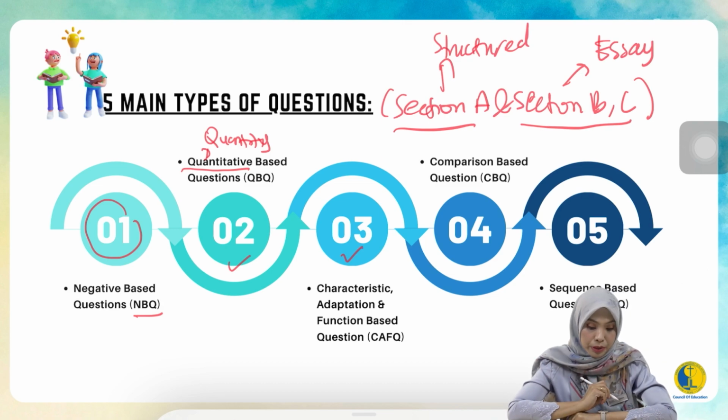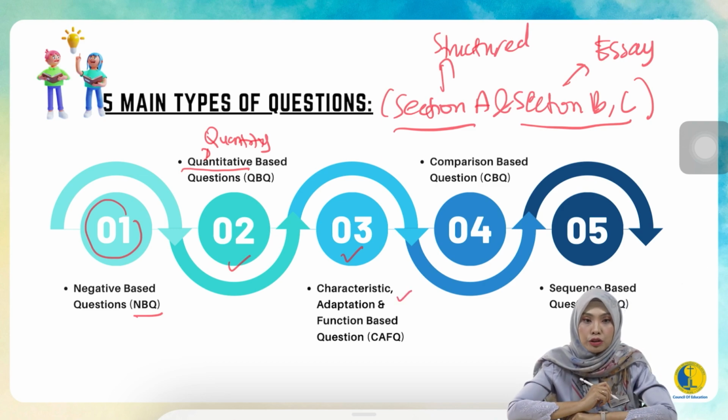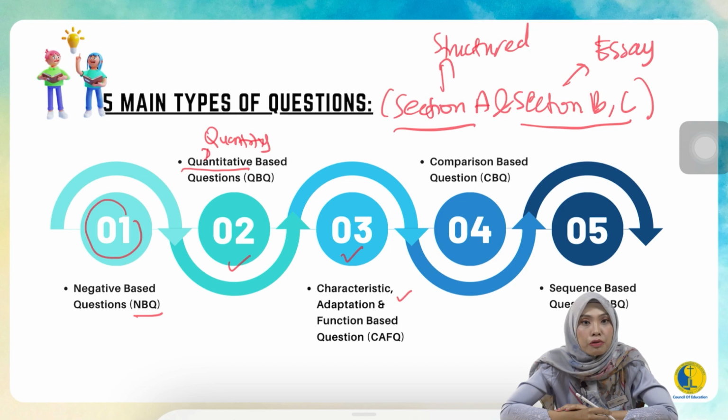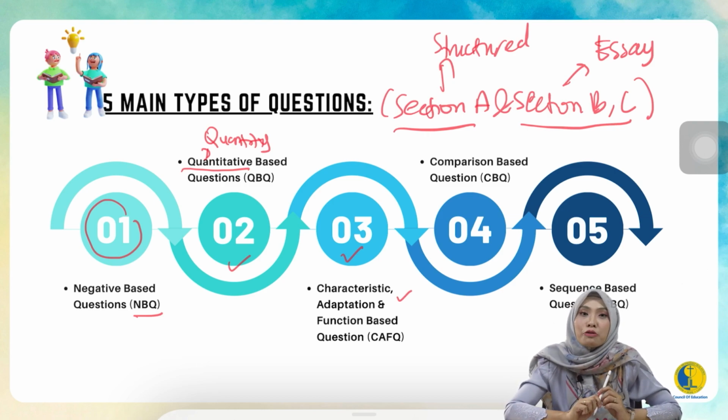Type number 3 is quite famous in biology: characteristics questions. And you want to know what the fourth and fifth types of questions tested in paper 2 are? Don't go anywhere. Stay tuned for the next slot.